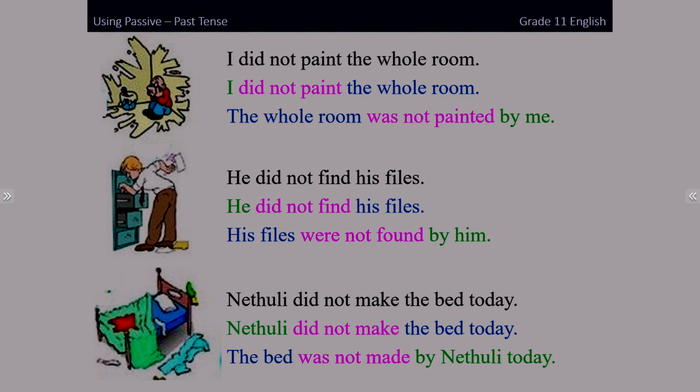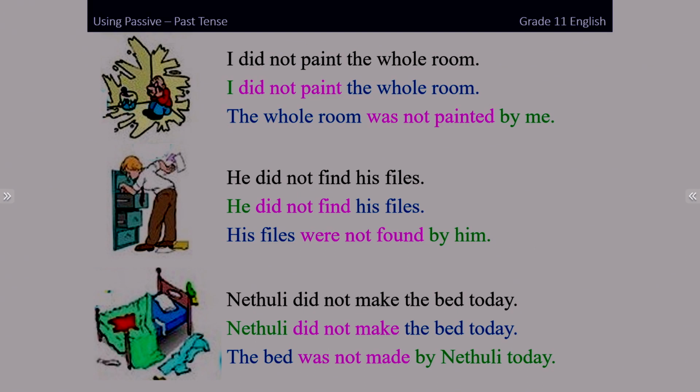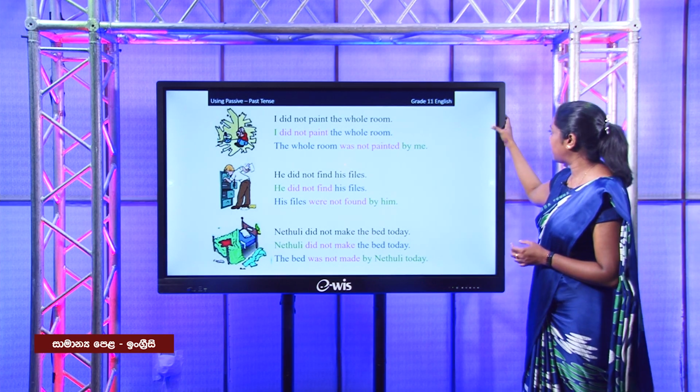Let's run through these sentences as well. He did not find his files. His files were not found by him. Nethuli did not make the bed today. The bed was not made by Nethuli today. I know you are starting to believe that this particular activity of changing active into passive is not rocket science. Right? Okay.